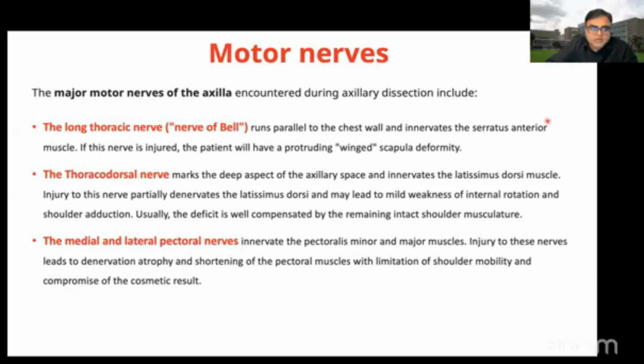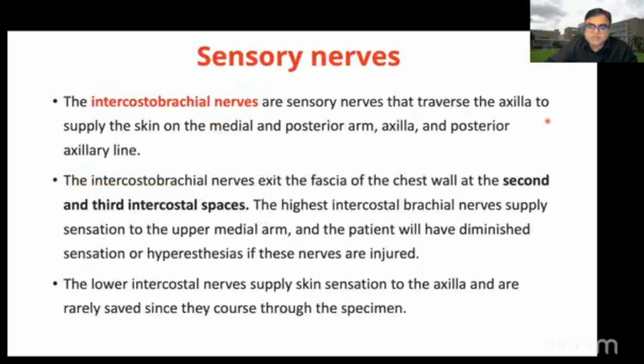There are 3 important major motor nerves of the axilla encountered during axillary dissection. The long thoracic nerve of Bell usually runs parallel to the chest wall. Then the thoracodorsal nerve marks the deep aspect of the axillary space and innervates the latissimus dorsi muscle. Then the medial and lateral pectoral nerves innervate the pectoralis major and minor muscles. Injury to these nerves leads to denervation, atrophy, and shortening of the pectoralis muscles.